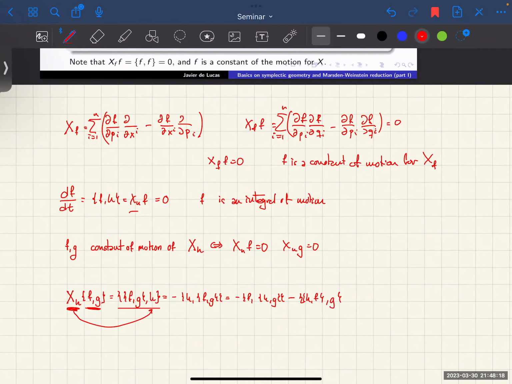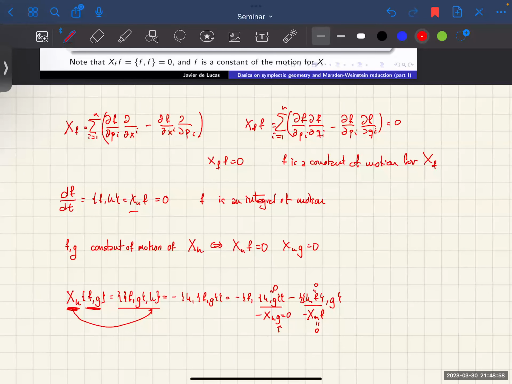By the Jacobi identity. Why is this way? It's the Jacobi identity, it's a matter of doing the calculations. So the very important thing is that this thing can be written in this way. And we know that this is 0 because h is a constant of motion, so this is equal to 0. And this thing here is minus X_H acting on f, which is equal to 0 because we said that f is a constant of motion, an integral of the motion.